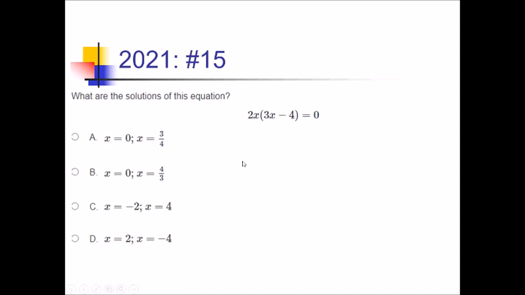So I can write 2x equals 0 and 3x minus 4 equals 0. And now I just have to solve each of these little equations to get my answers. On the left, if I divide both sides by 2, 0 divided by 2 gives me 0. So x equals 0 is one of my answers. I can eliminate any answer choice that does not have that, such as C and D. And then over here, I have to add 4 and then divide by 3. So I have 4/3 for that x value. That ends up giving us choice B.